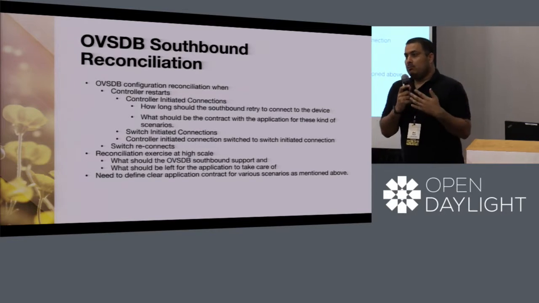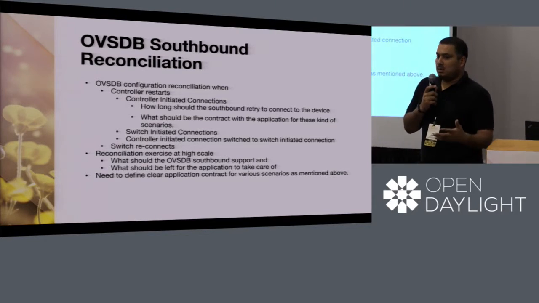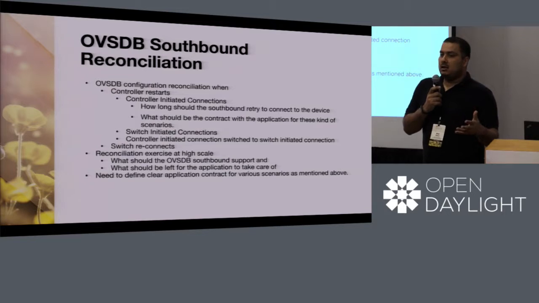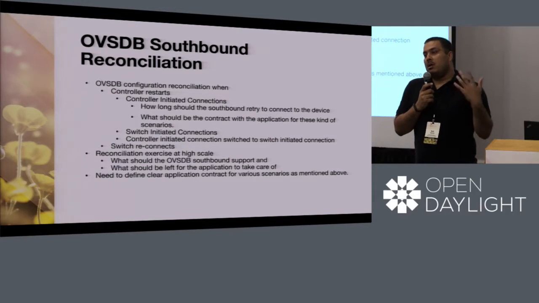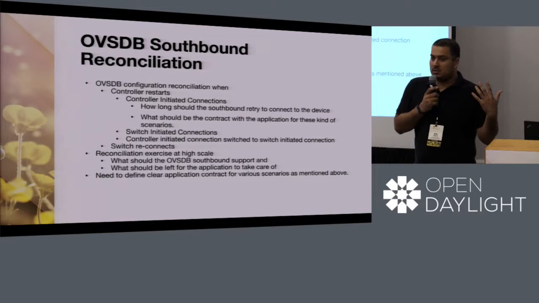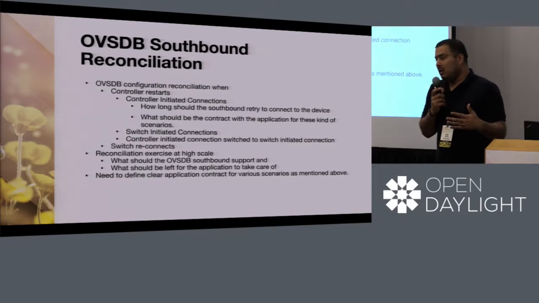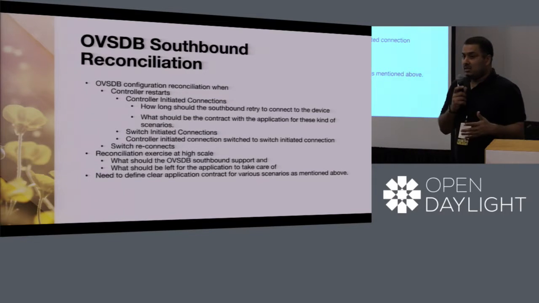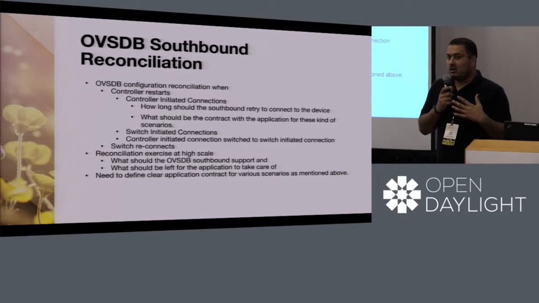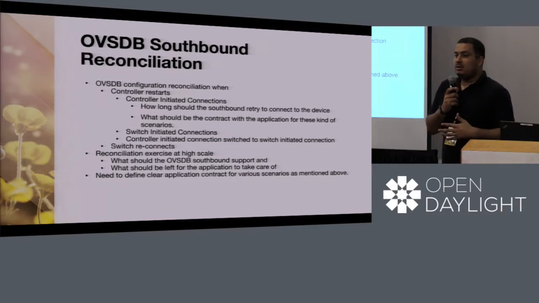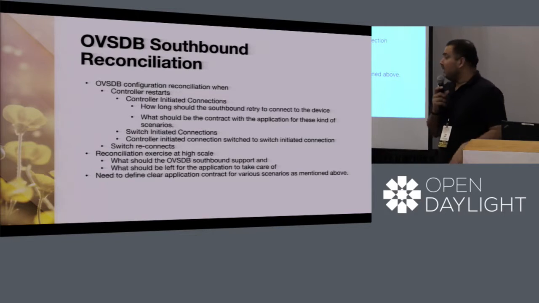So the basic use case is, if the controller needs to connect to the device, and what if the device is not there? How long are you going to wait for it? But the configuration exists in your config data store, so you try to reconcile it. That is one of the issues we are facing. These are all problem statements as of now, and we need to work on a solution. If somebody has already dealt with this problem, we are happy to take any patch or any suggestion on how to handle it in the best way.